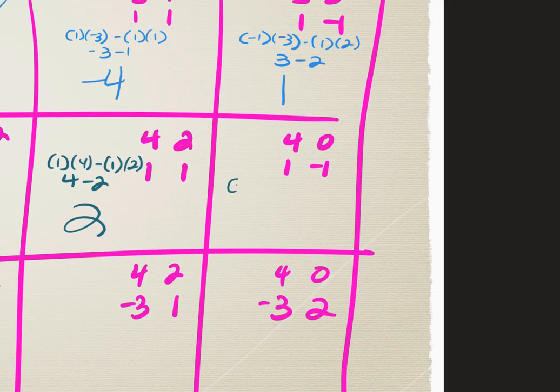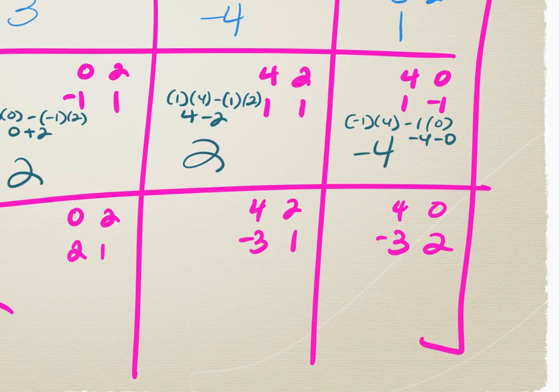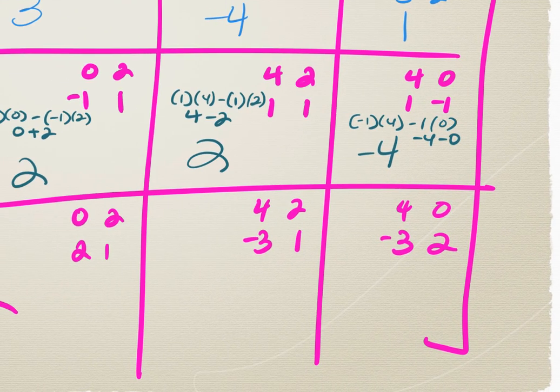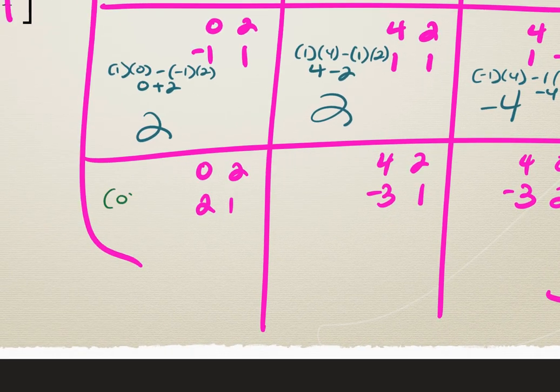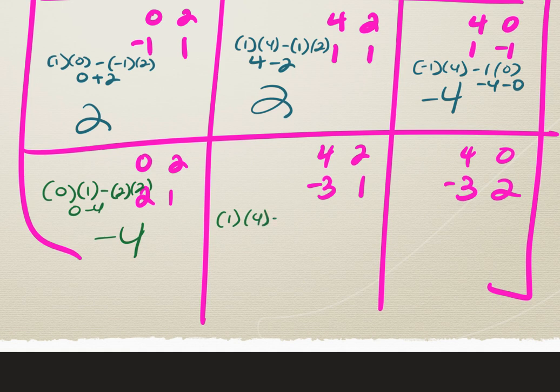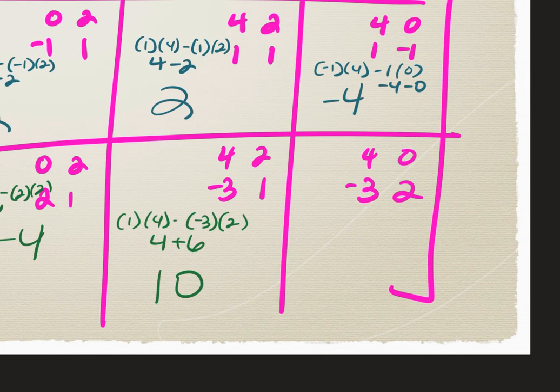Good. Negative 1 times 4 minus 1 times 0. Negative 4 minus 0. Good. Negative 1 times 0 minus 2 times 2. 0 minus 4, negative 4. 1 times 4 minus negative 3 times 2. 4 plus 6. 10. Good. And 2 times 4 minus negative 3 times 0. That's 8. Does it get bigger?